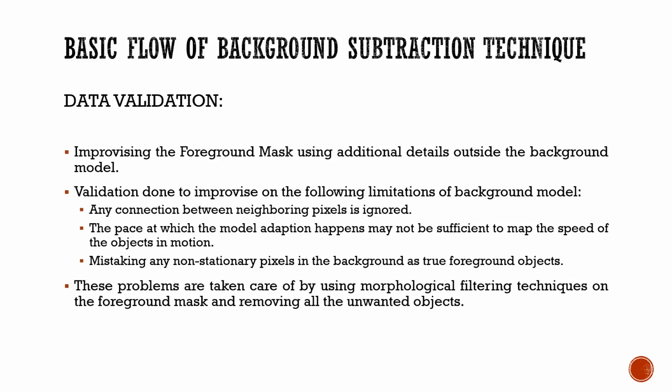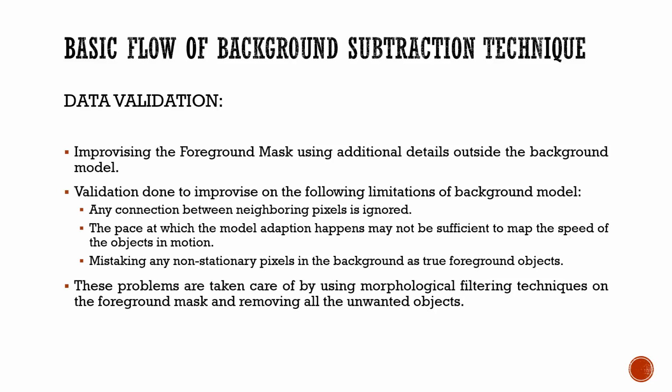The next and the final stage in the background subtraction technique is the data validation phase. In this phase, using information from outside the background model, the candidate foreground mask is improved. Because the background model has a number of limitations which need to be taken care of after foreground detection.